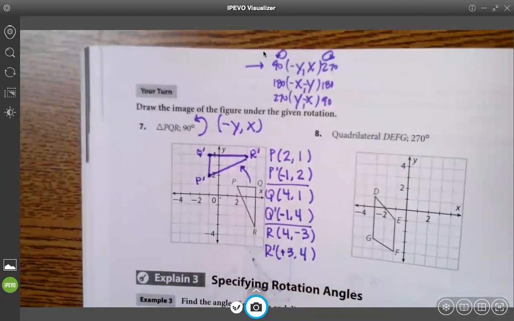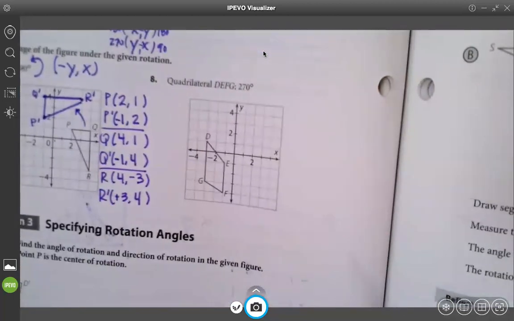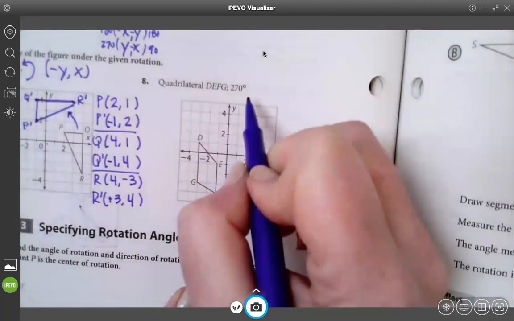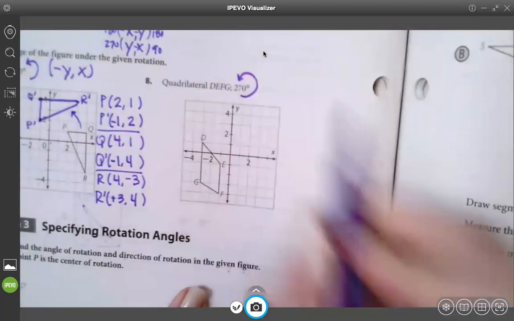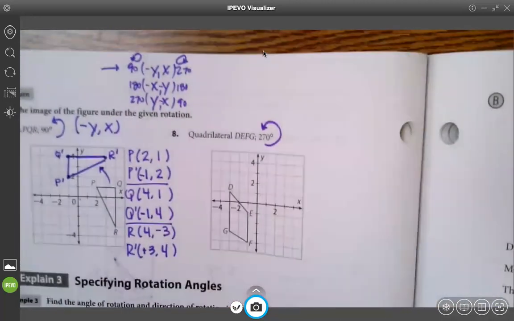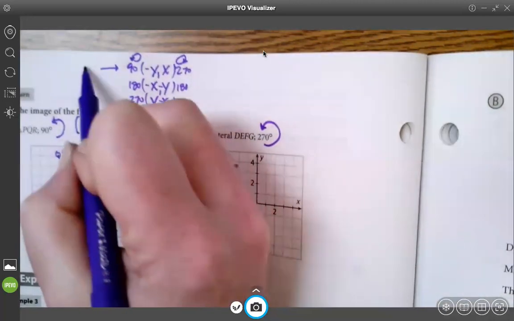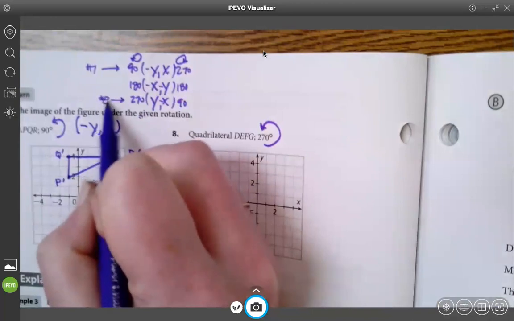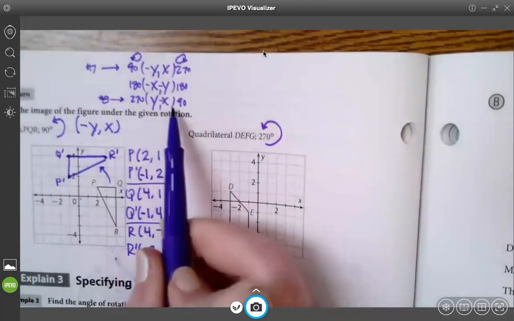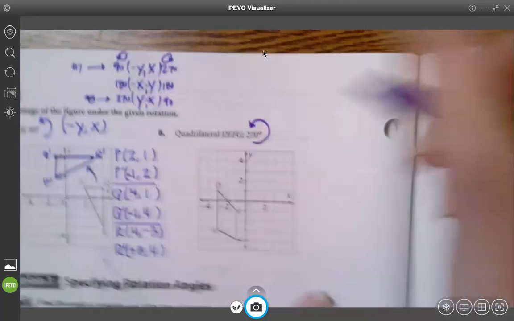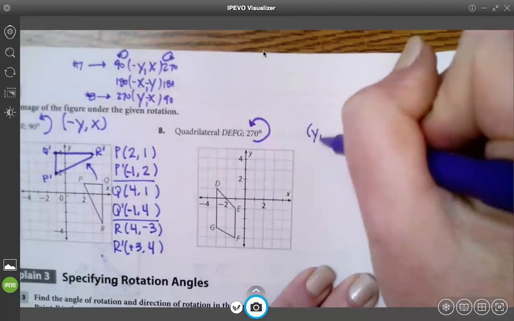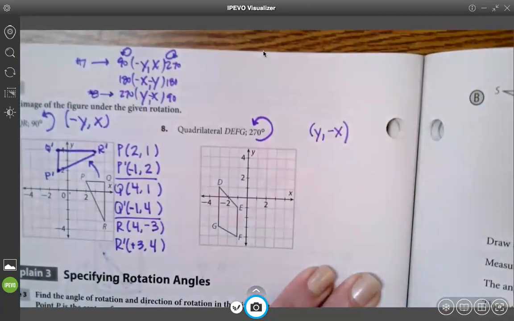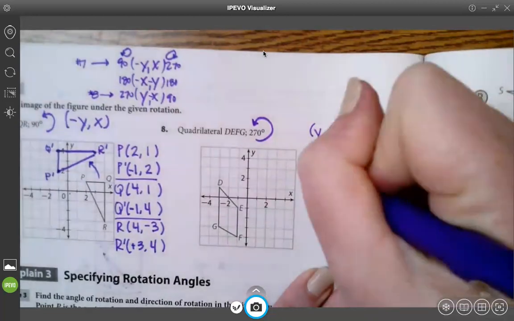The next one rotates 270 degrees. Once again, there's no direction specified, so we're going to assume it goes counterclockwise. That's the correct assumption to make. And 270 degrees counterclockwise is the last row of our pattern. So (y, -x) is what we're going to do to all of these points.